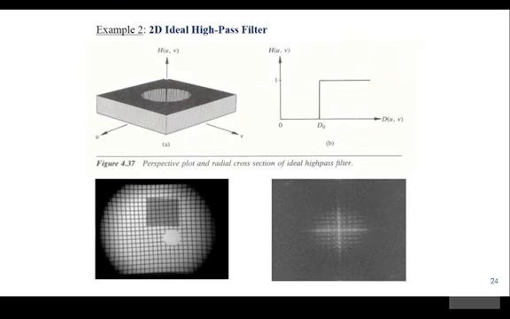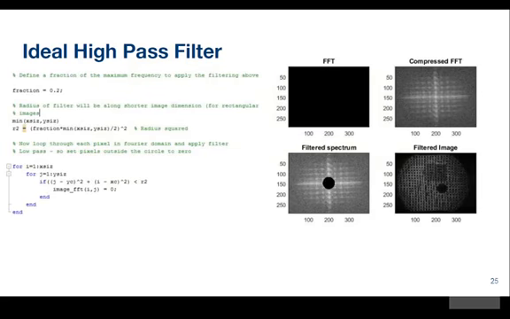So the ideal high pass filter is the opposite. In 2 dimensions, you can imagine it's like a 0 in the center, and then we have a value of 1 outside that circular region. So it looks something like this in 1 dimension. So we can apply it. There's the Fourier transform, the compressed version of it, and there's our filter applied to it. You can see we've set all the low frequencies below this certain cutoff. We removed those, and then this is the filtered image.